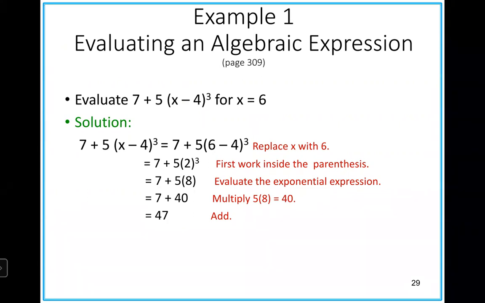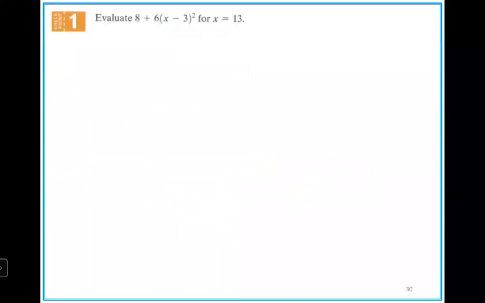Okay, so that is an example of how to evaluate an algebraic expression. You follow the rules for order of operations after you substitute the given value for the variable into the expression. All right, so you have one here where you are asked to evaluate. You're given that x is equal to 13. You're going to put 13 in place of x in the expression and then follow the rules for the order of operations to simplify. I'll give you a minute or two to work on that one.